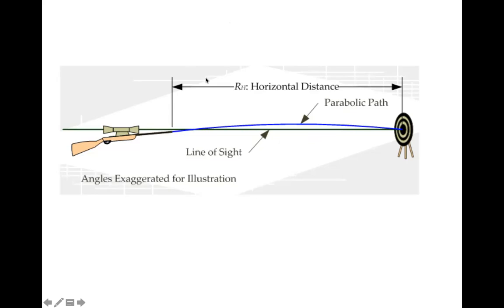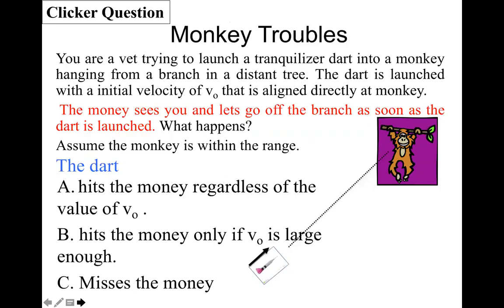Yes, and Jose said it is called zeroing a scope. Very good, very good. Okay, so with that in mind, I wanted to ask you guys another question.